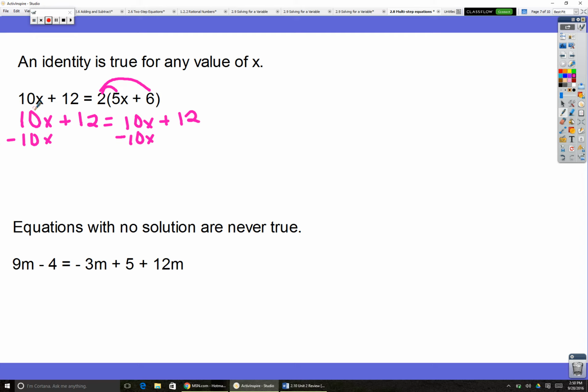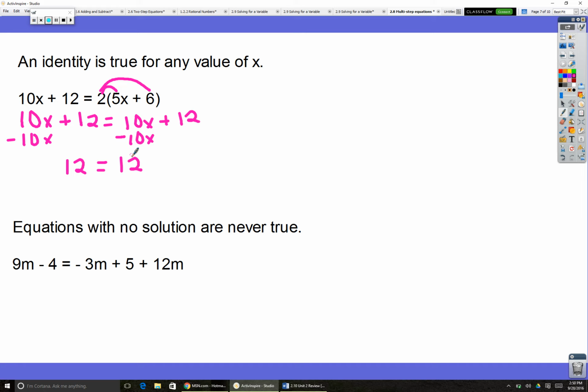I have no x's on this side, I just have 12. And on this side I have no x's, I just have 12. So no matter what I put in for x, 12 is always going to equal 12. So this is true for any value of x. So if your x's eliminate from both sides, you're left with a statement that is true, such as 12 equals 12. Then you know you have an identity that would be true for any value of x.